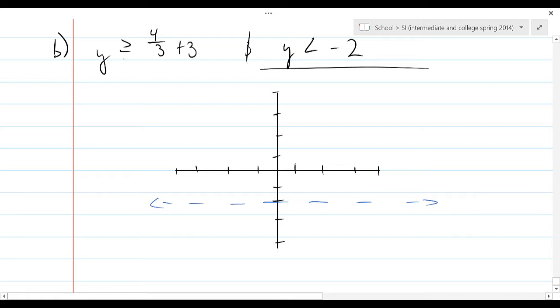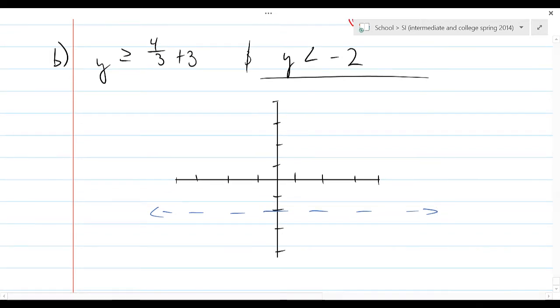Okay, this one is already in slope-intercept form, thankfully. So let's go ahead and use the y-intercept, which is positive 3. Positive 3 is way up here. What am I doing? And the rise over run is, I can go up 4. No, this is a good time to explain.